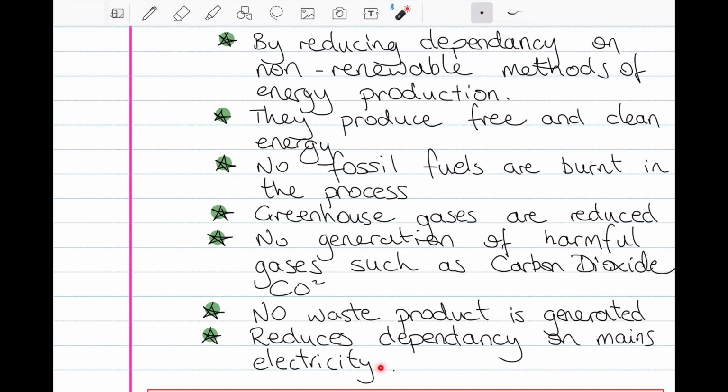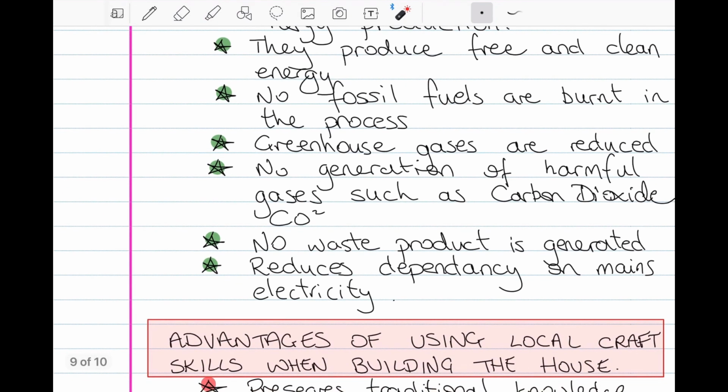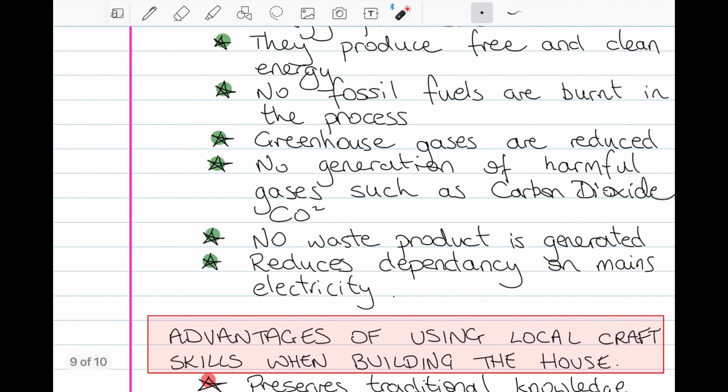And then it reduces the dependency on mains electricity. So that's a really important one. Some houses, depending on where you live in the world or where you live in the country, can produce all their electricity using these methods. Others produce enough that they can sell it back to the grid. So the more that they send back to the grid, the less that the grid is producing using fossil fuels.